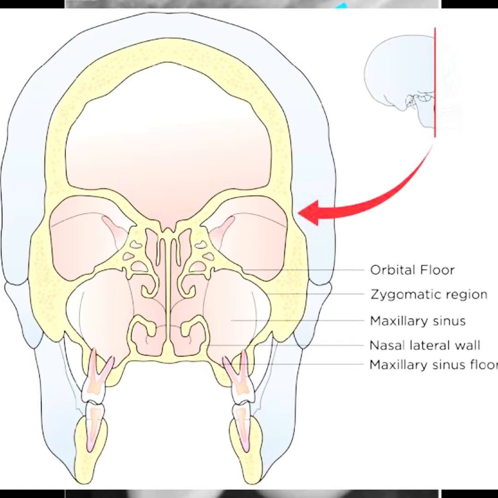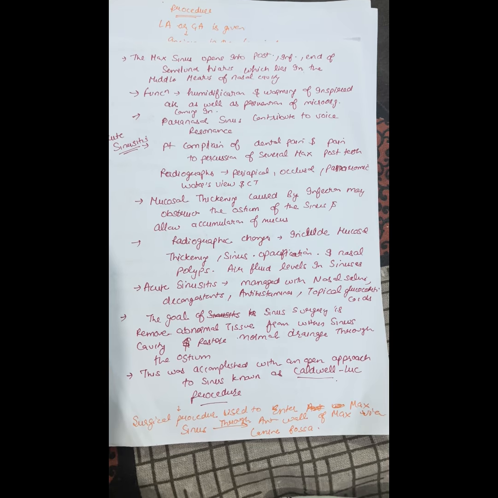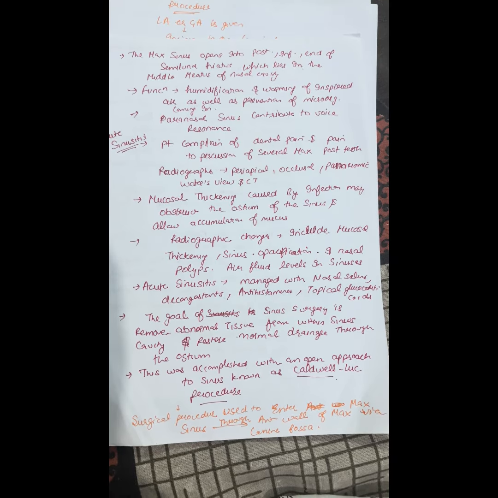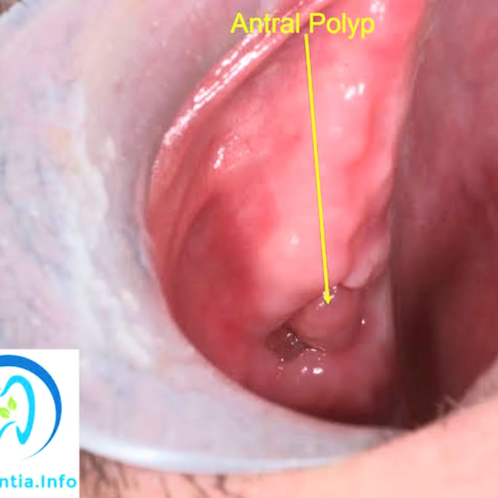The goal of sinus surgery is to remove abnormal tissue from within the sinus cavity and restore normal drainage through the ostium. This was accomplished with an open approach to the sinus known as the Caldwell-Luc procedure. It is a surgical procedure used to enter the maxillary sinus through the anterior wall of the maxilla, the canine fossa.